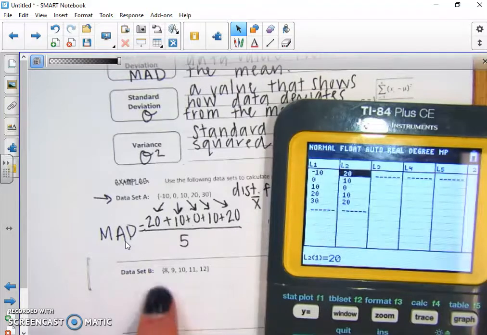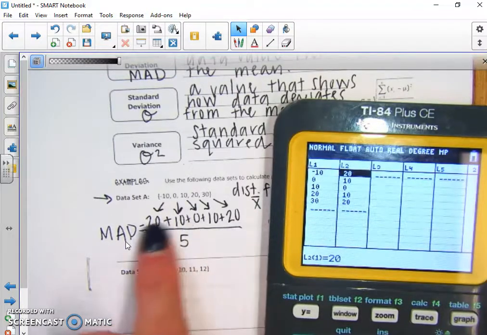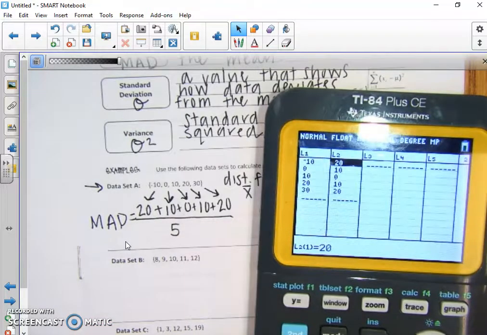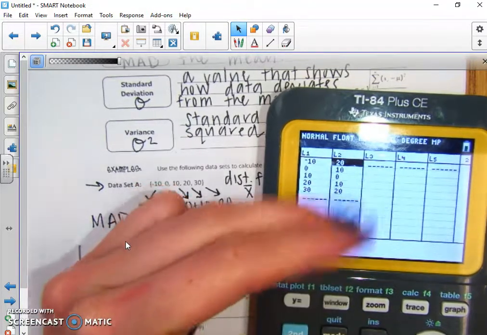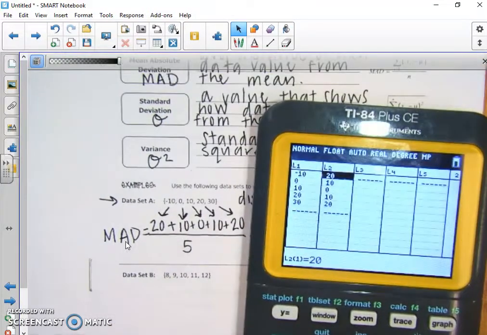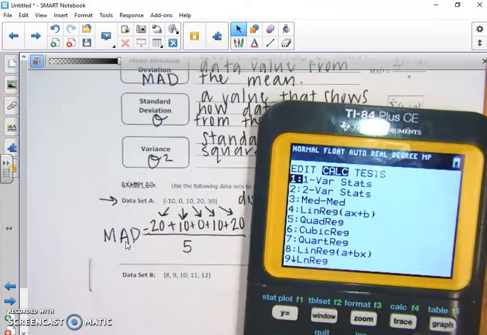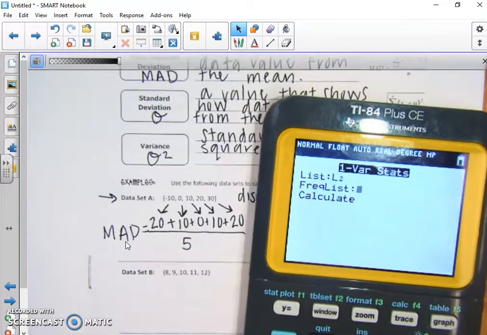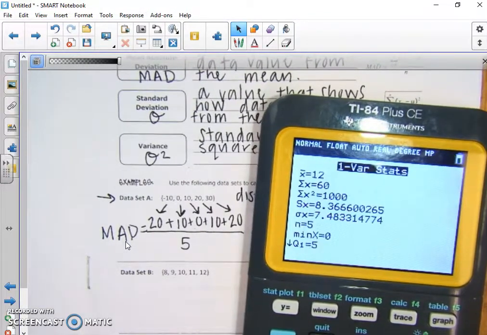20, 10, 0, 10, 20. And aren't those the distances that we found anyway? So if we want to calculate the mean, we have to find the average of these numbers. So just like we found the average of the original list, we go to Stat, Calc, var stats, but this time we're looking at L2. So we're going to do second 2. So now it's going to calculate all of these statistics for L2.